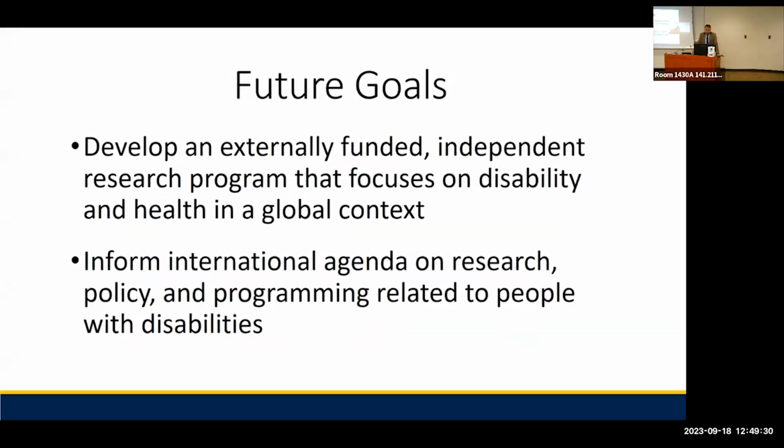And so, my future goals are to have an externally funded program that focuses on disability in a global context. Being that I'm from the area, hopefully maybe end up here at ISR longer term. And I really hope that this research informs the international agenda on disability, health, and wellness, given that it needs more attention. And that's all.